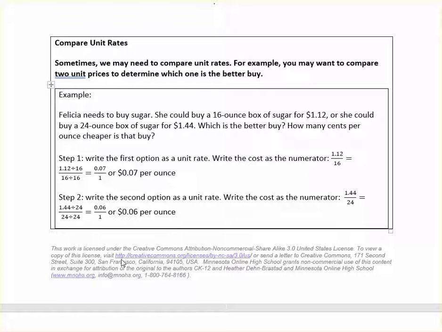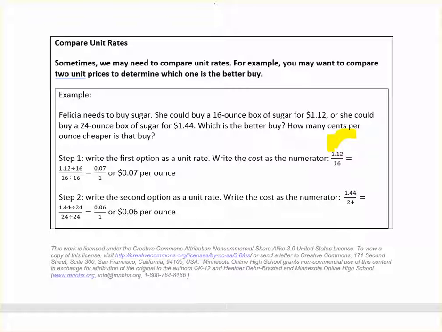Here's an example. Felicia needs to buy sugar. She could buy a 16-ounce box of sugar for $1.12, or she could buy a 24-ounce box of sugar for $1.44. Which is the better buy? How many cents per ounce cheaper is that buy? All right, let's look. Step 1, write the first option as a unit rate. So we write it like a fraction.